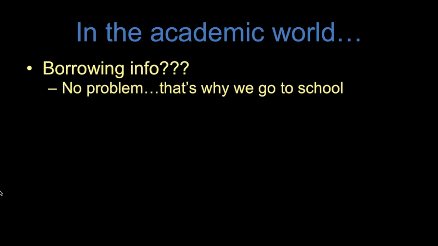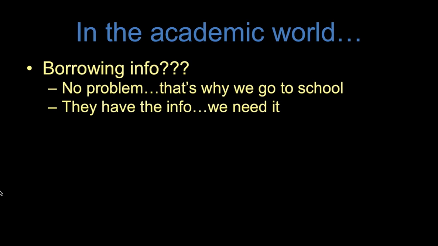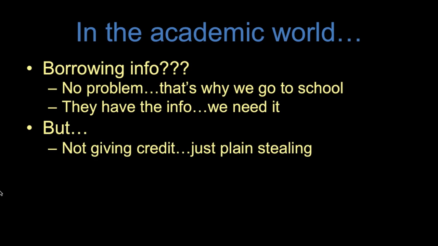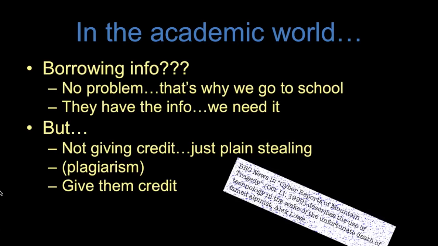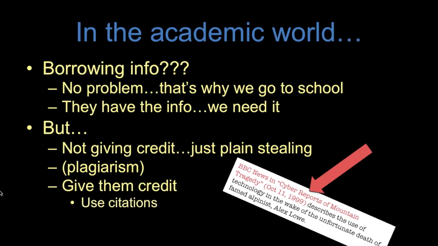In the academic world, we need to borrow information. That is the whole point of education. The professors and books have the info, and we need it. However, when we use that information in reporting, we need to give credit where credit is due. It is not from us. Not giving credit is called plagiarism and is basically stealing. So give them credit, by using citations or references in the text to show where the original information comes from.